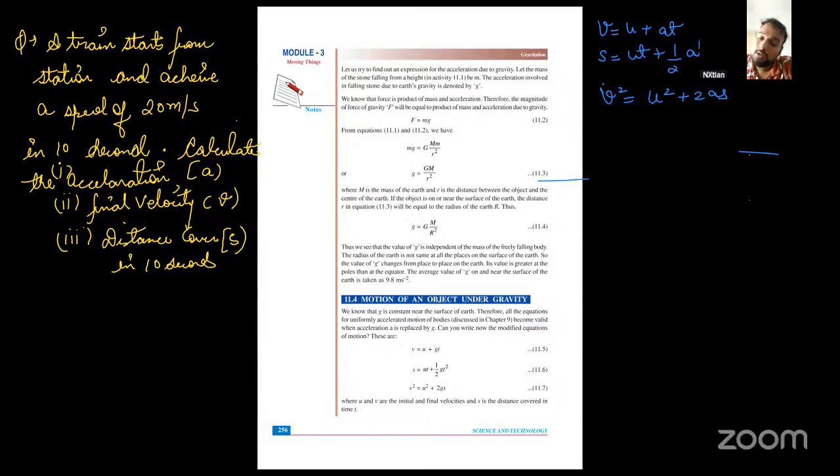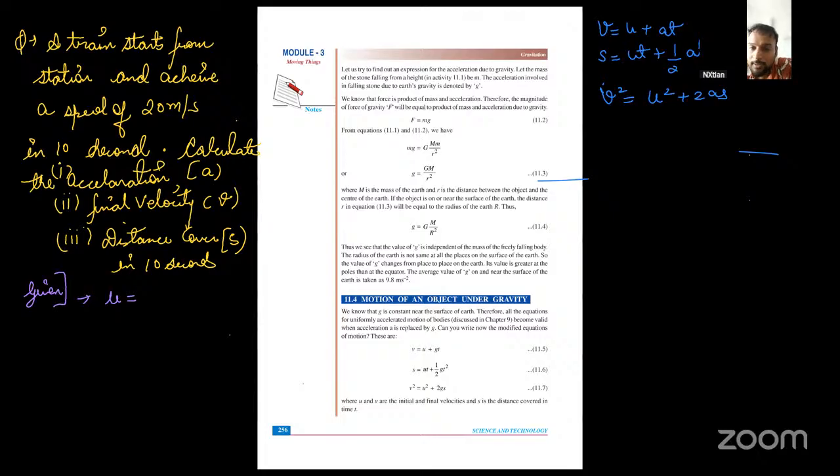So now this is the question: a train starts from a station and achieves a speed of 20 meter per second in 10 seconds. So first of all, we have to write a column as given. What is given? First of all, we'll talk about the initial velocity U. What is the initial velocity in this case?